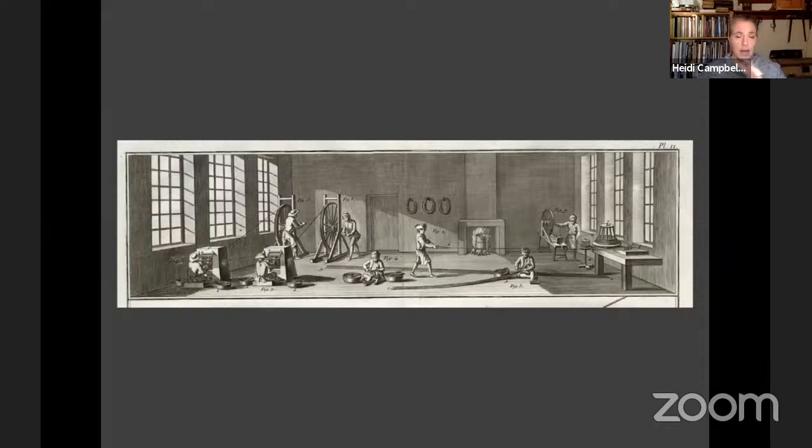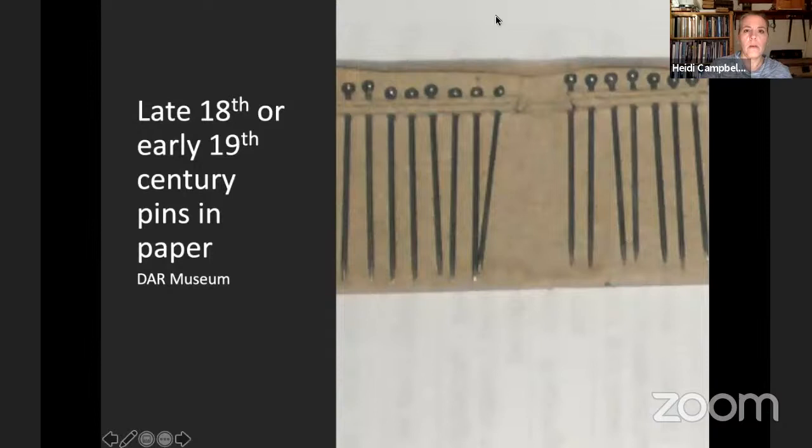I've only covered a handful of steps in the process, but you get the idea that pin making had a lot of different steps to go through. And at the time in the 18th century, all of those steps were done by one person. It's not until later in the 18th century that it becomes much more organized. Here are pictures of pins in paper that appear not to have ever been taken away from that paper.